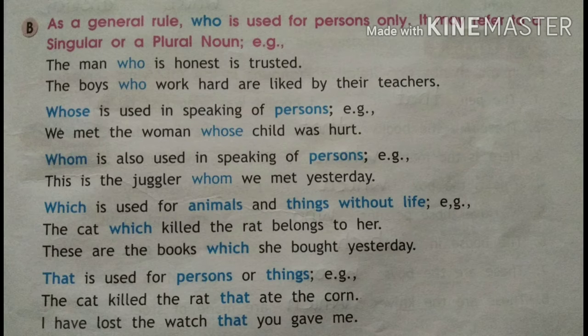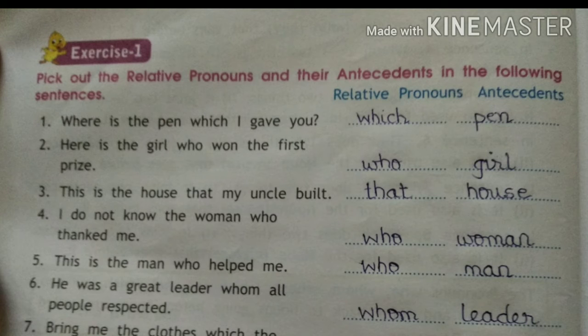So always remember that when we pick out the relative pronoun like which, who, that, whose or whom in the sentence, the noun which goes just before it will be its antecedent. So this is the way we will pick out a relative pronoun and an antecedent in the sentence. Let us do this first exercise. We have to pick out the relative pronoun and then their antecedent in the following sentences and mention it towards the right, as you can see.